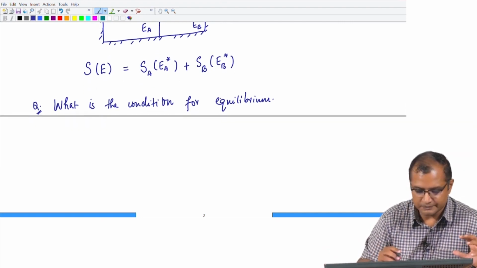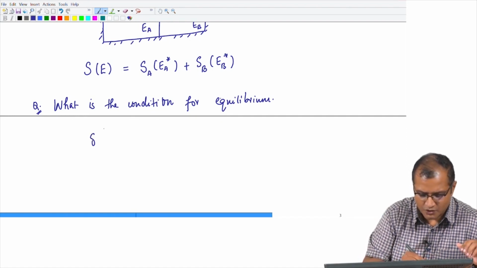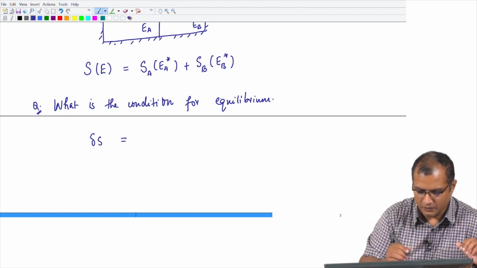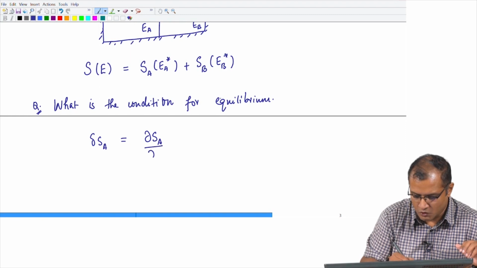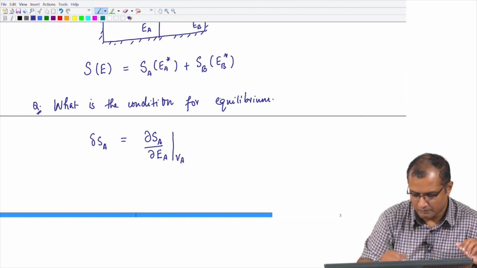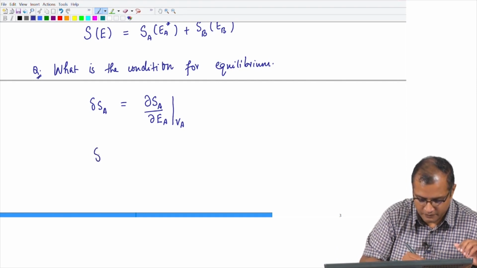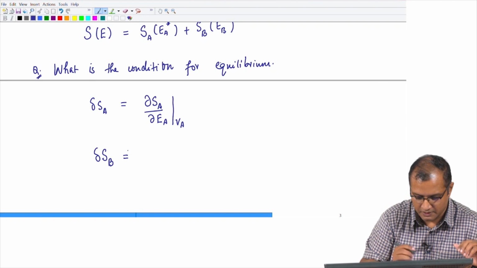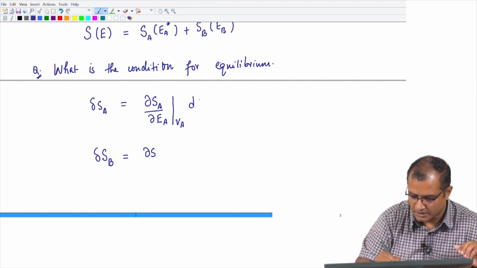So, you could basically say that the change in entropy of the system A would be dS_A over dE_A at constant volume, and you can think of the change in entropy of system B similarly, with S being the total entropy.